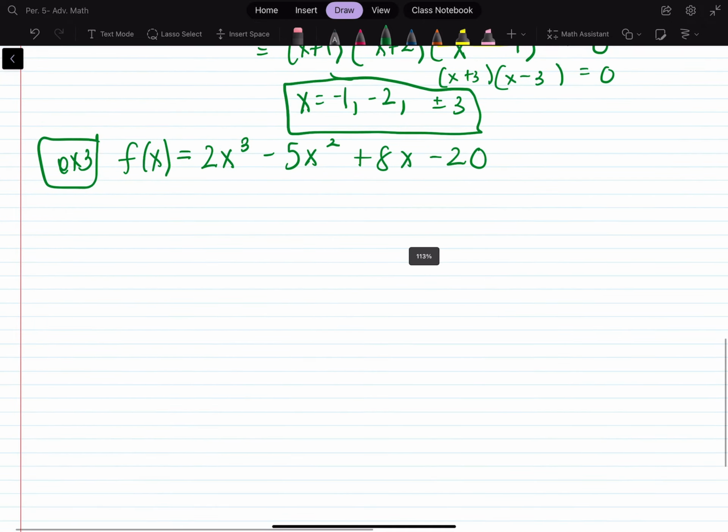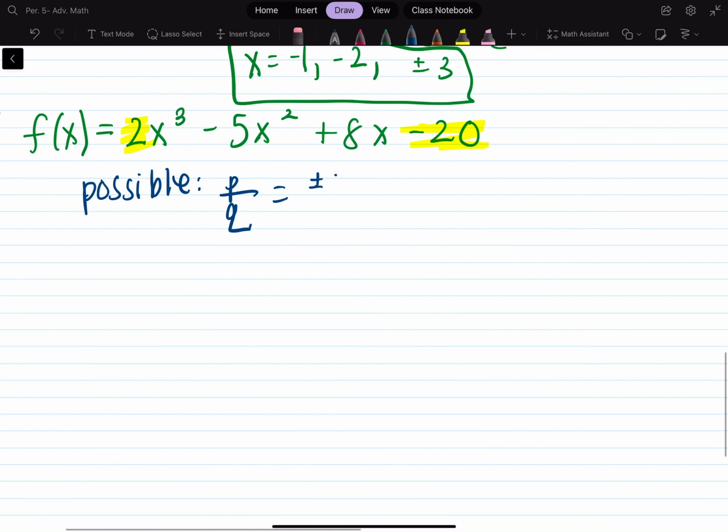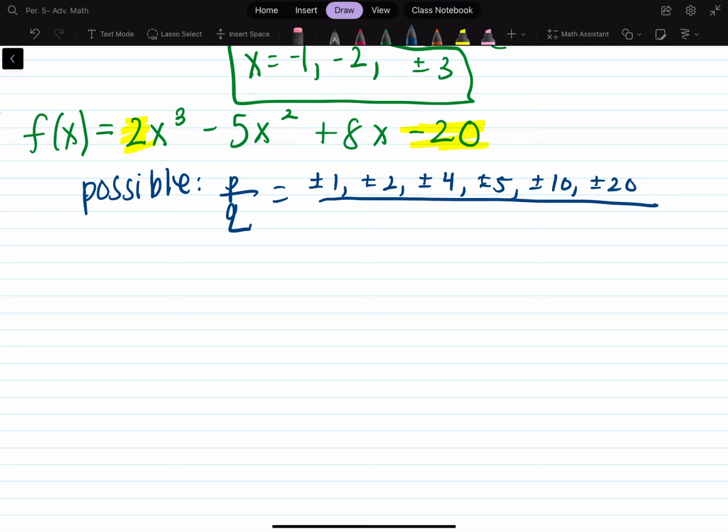All right, so let's go ahead and solve this one. Let's find the zeros. So we have to first use our rational zero theorem to find the possible zeros. Remember the possibles, you do P over Q, which is equivalent to the factors of negative 20 divided by the factors of a positive 2. So what are the factors of negative 20? Well, it's positive or negative 1, positive or negative 2, positive or negative 4, positive or negative 5, positive or negative 10, and then positive or negative 20. All of those over the factors of Q, which would be positive or negative 1 and positive or negative 2.